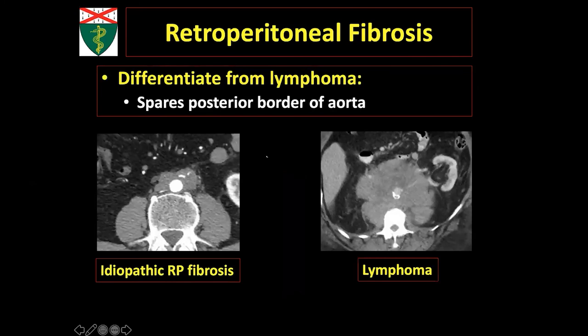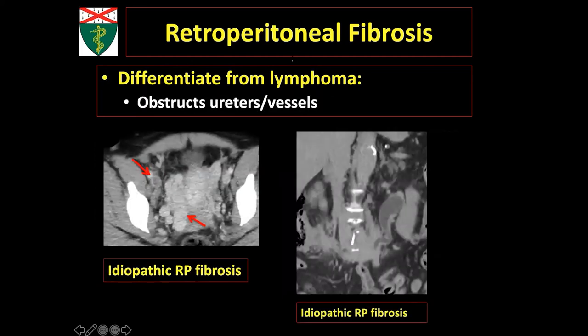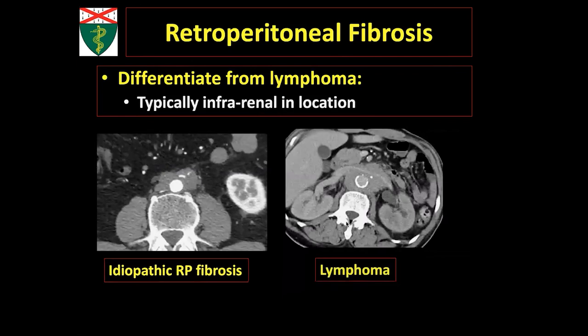This is always a nice thing to remember. How do you differentiate this from a common retroperitoneal tumor, that's lymphoma? Well, retroperitoneal fibrosis, as I said, spares the posterior border. As I mentioned, with lymphoma, it lifts the aorta off the spine typically. And retroperitoneal fibrosis obstructs ureters, can obstruct vessels. Lymphoma does not tend to do that. Lymphoma will envelop vessels without causing obstruction. Potentially it can cause that if it gets very, very large and bulky, but for the most part, it doesn't cause any sort of obstruction to vessels or the ureters.